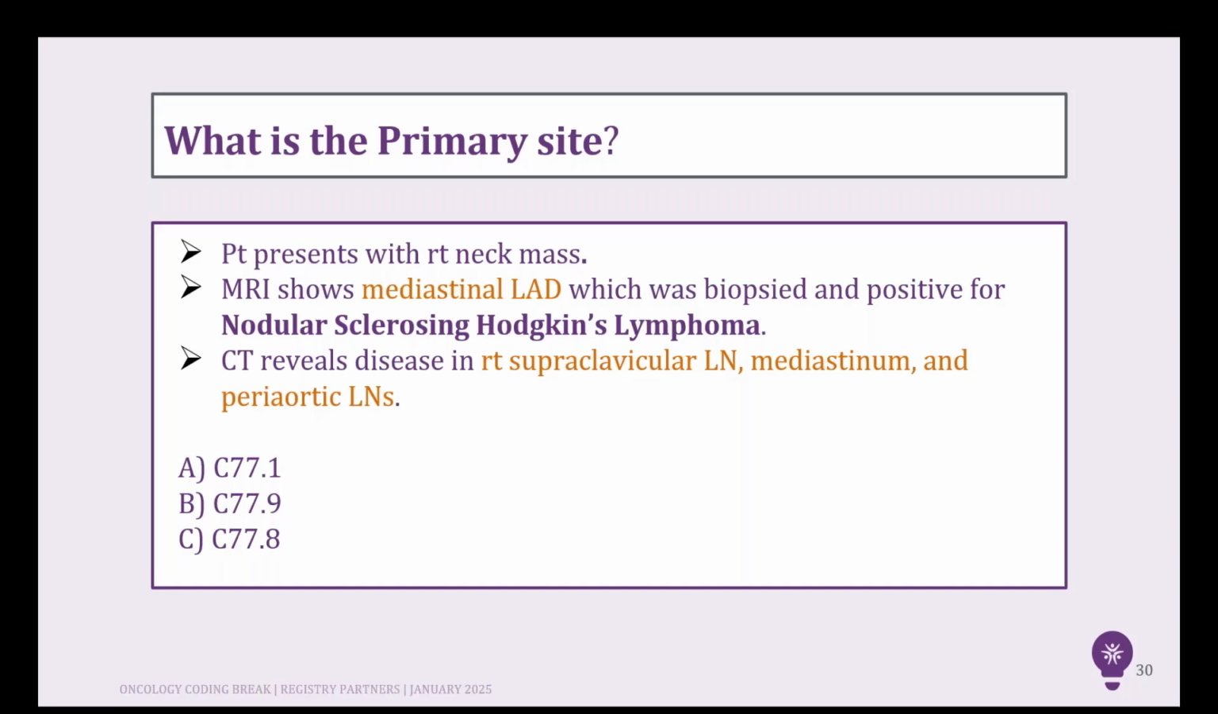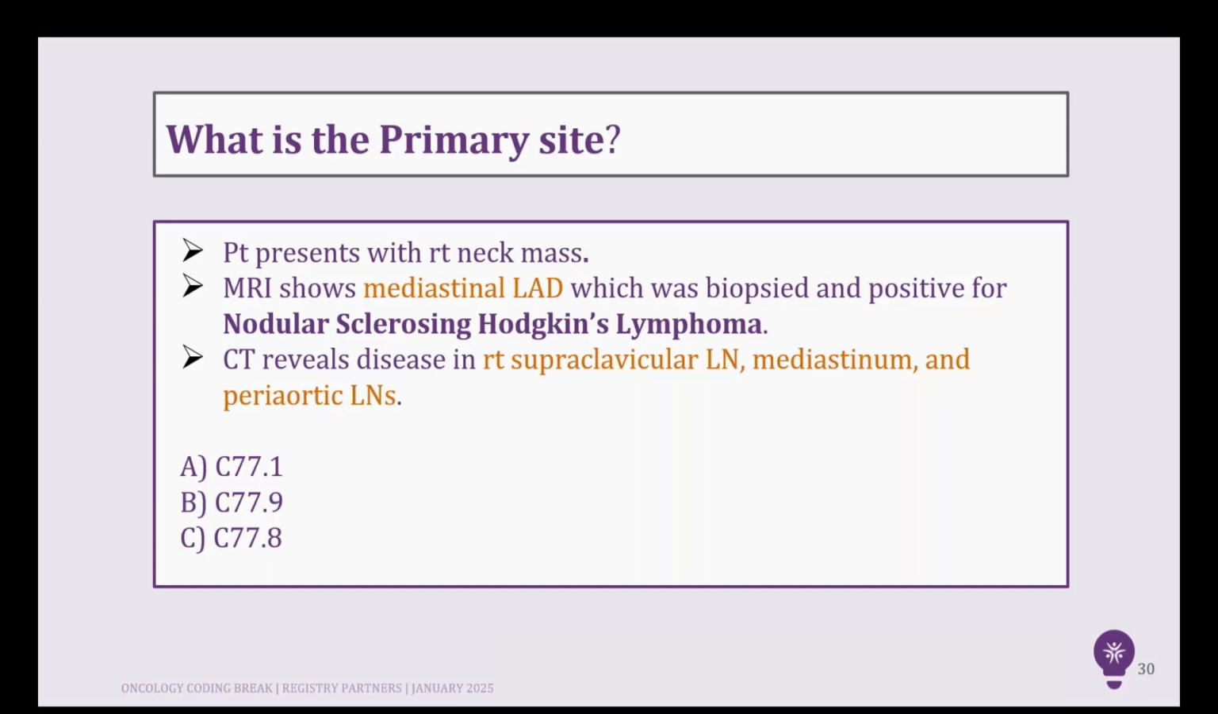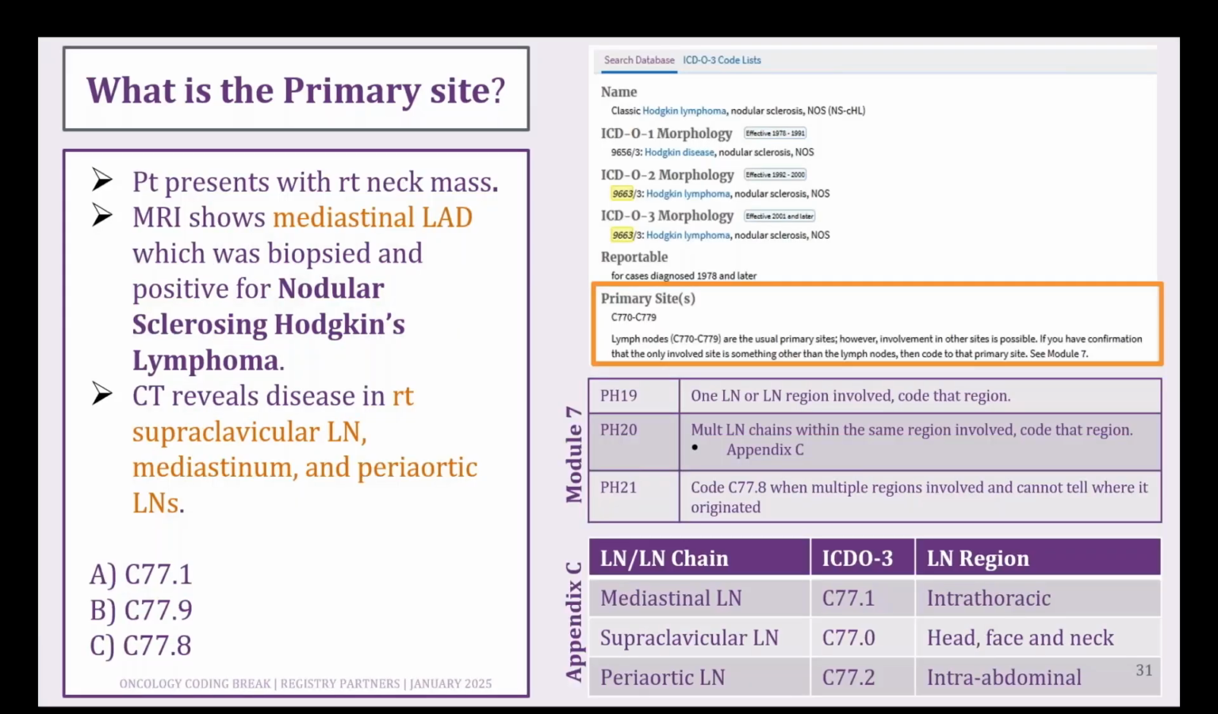So first, we're going to go to the heme database and search nodular sclerosing Hodgkin's lymphoma. And in the orange box here, we find that lymph nodes are the usual primary site. However, there could be other sites involved. So it tells us if you have confirmation that the only involved site is something other than lymph nodes, code to that primary site. Well, that's not our case, and it refers us to see Module 7 again.